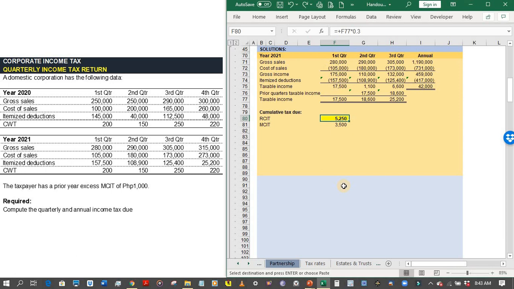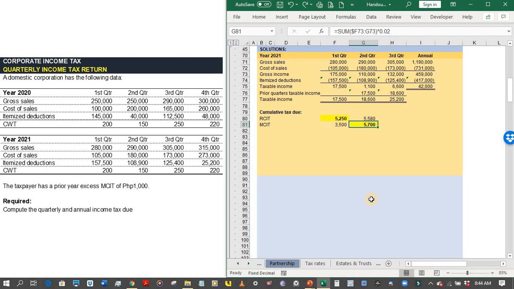Then for the second quarter, cumulative RCIT is 5,580 pesos. And this is based on the cumulative taxable income of 18,600 pesos, which covers the first 6 months of 2021. So that is 5,580 at 30%. Then for the MCIT, this is 2% of the cumulative gross income. So this is based on 2% of the total of 175 and 110. So the higher between the RCIT and MCIT as of the end of the second quarter is 5,700 pesos.